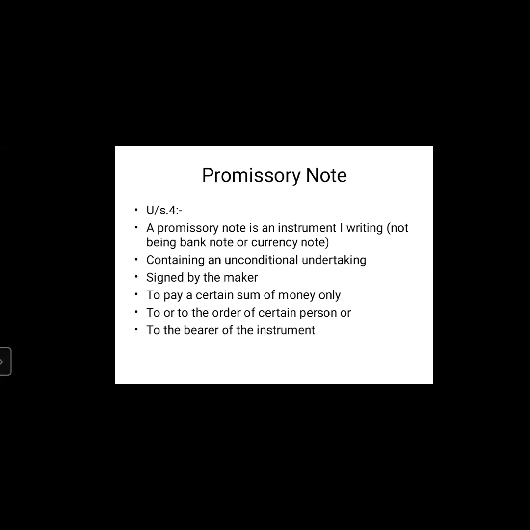If the amount is not mentioned, it is not a valid promissory note. If the person to whom it is to be given, the opposite party, is not mentioned, it is not a valid negotiable instrument under a promissory note.